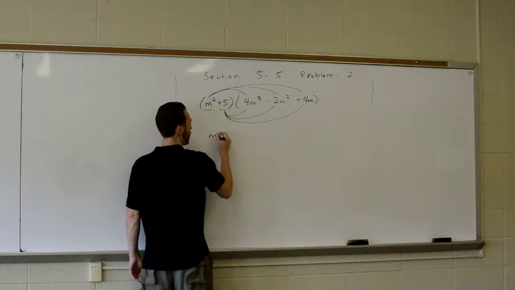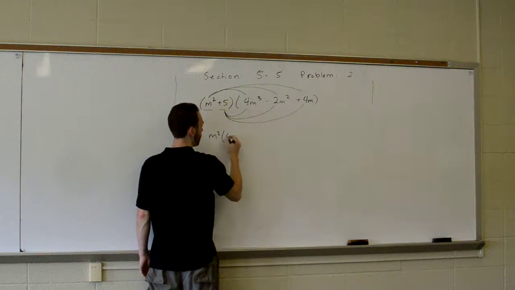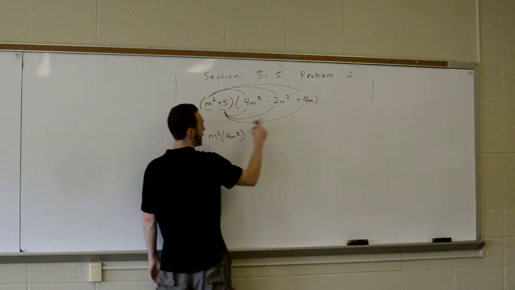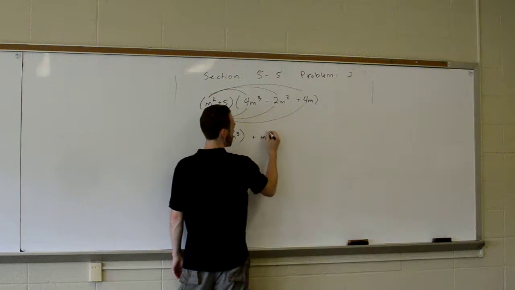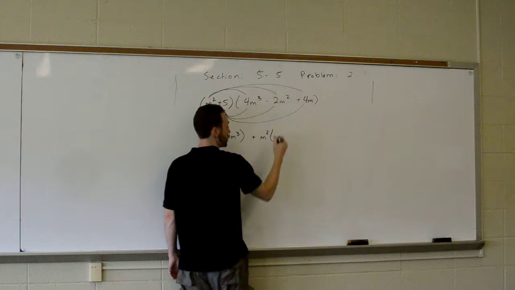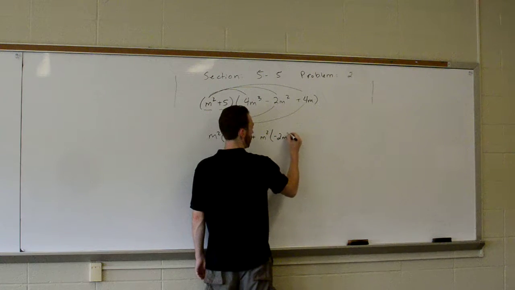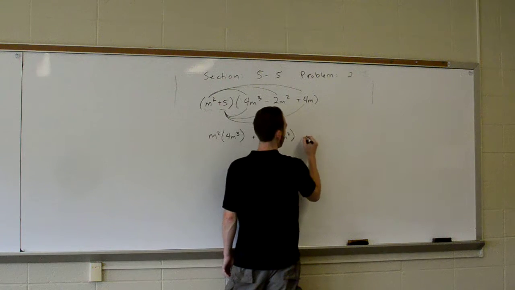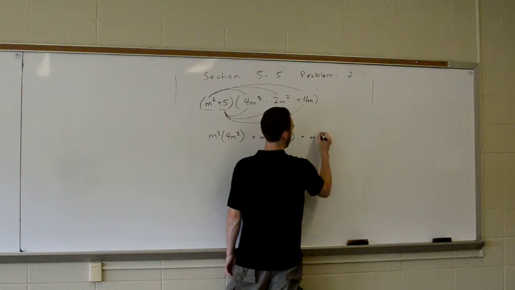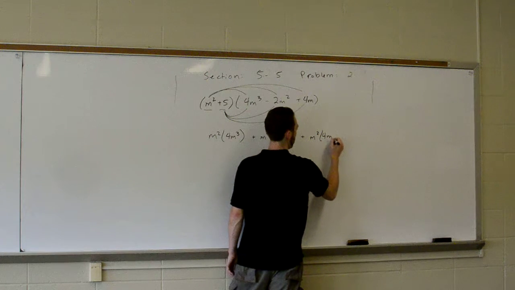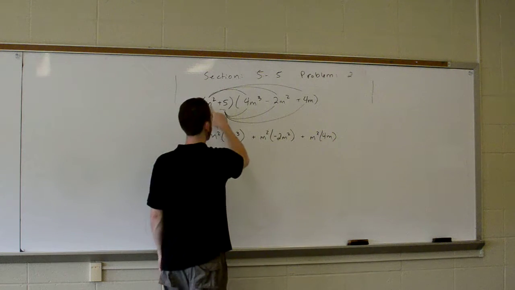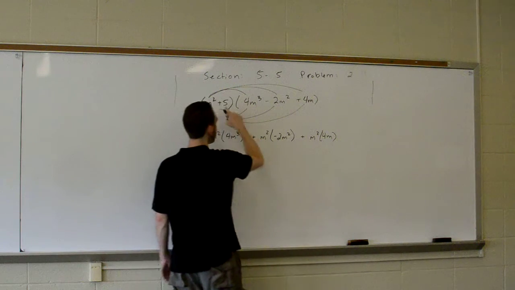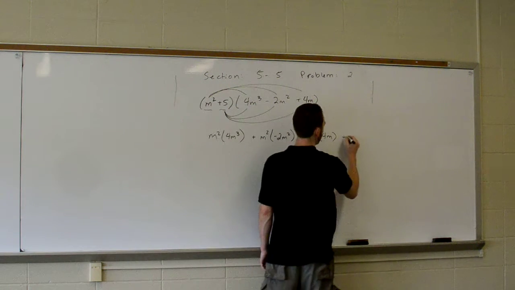So we have m squared times 4m cubed. That's the first term. We then need to add to that m squared times minus 2m squared. And then we add m squared times positive 4m. So those are the m squared terms. We multiplied m squared times all three. And we need to add to that the positive 5 multiplied by all three.